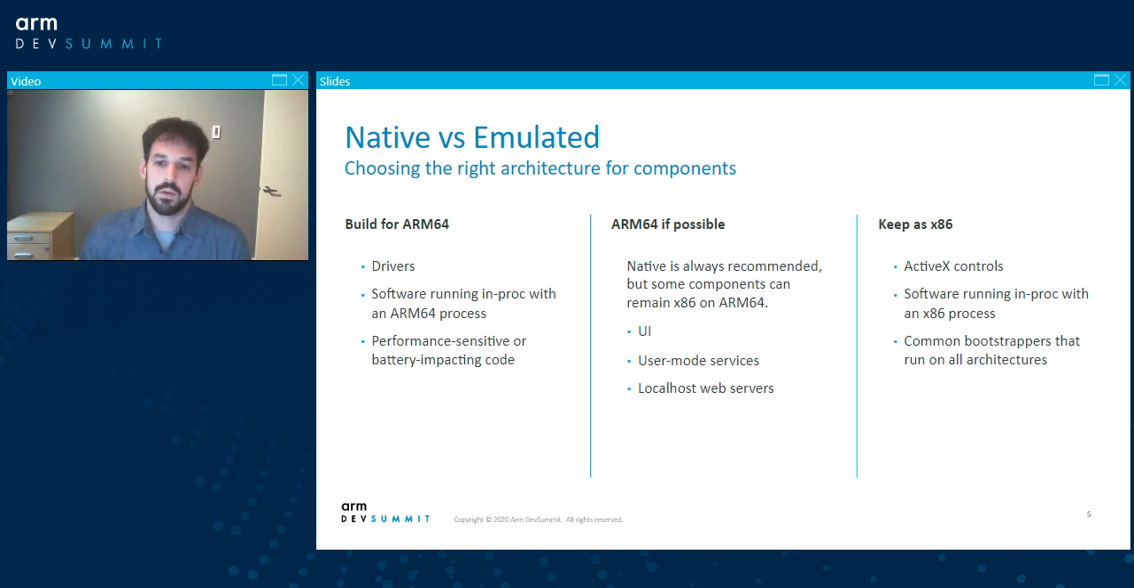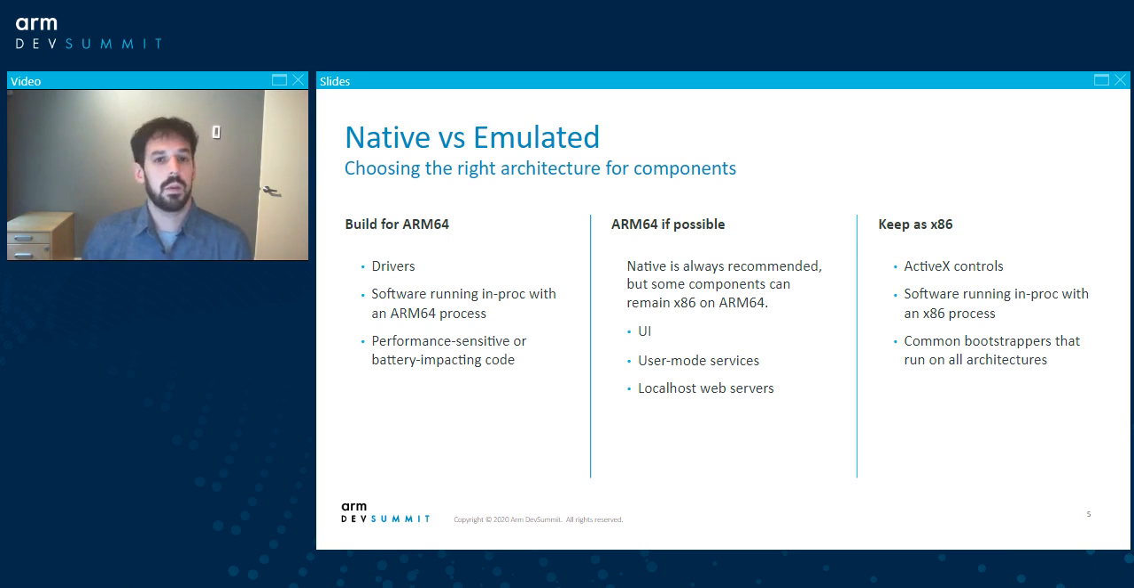Then on the right, you have components that you would want to keep as x86, and mostly for compatibility reasons. Windows 10 on ARM comes with an x86 version of Internet Explorer. And so if you are, in 2020, still building ActiveX controls for Internet Explorer, you'll want to make sure those are x86. And then if you have any software that needs to run in the same process with an x86 process, maybe because it runs in Internet Explorer or in other software that hasn't been ported to ARM64, you'll need to make sure that that code is x86 as well.